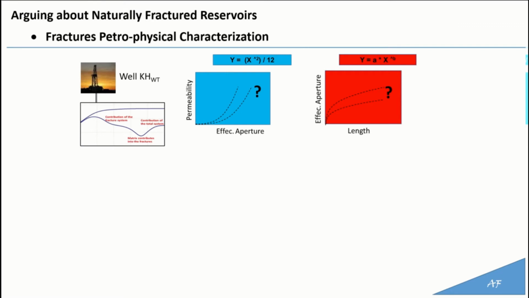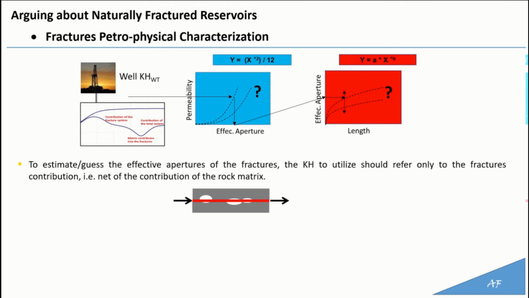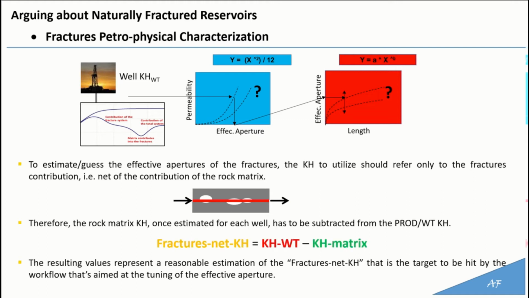Considering the correlation between permeability, aperture, and length, we can try to calibrate this correlation going backward from the measured KH, from well test or production behavior. However, we have to refer only to the fracture's contribution. That means a KH value net of the contribution of the rock matrix.